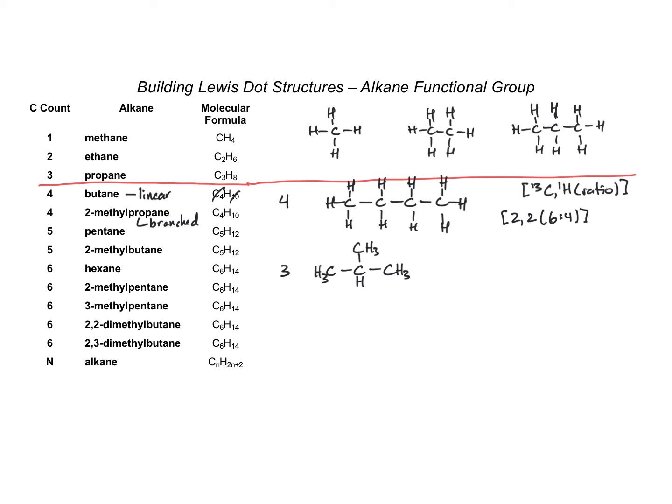So how does this same type of analysis work for this constitutional isomer called 2-methylpropane? We have CH3, CH3, CH3, CH. So we have 3 CH3 groups and 1 CH. So that gives us 2 unique carbons.